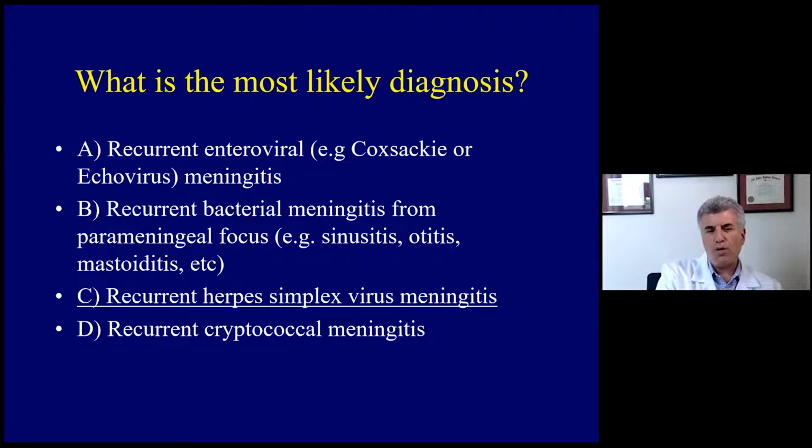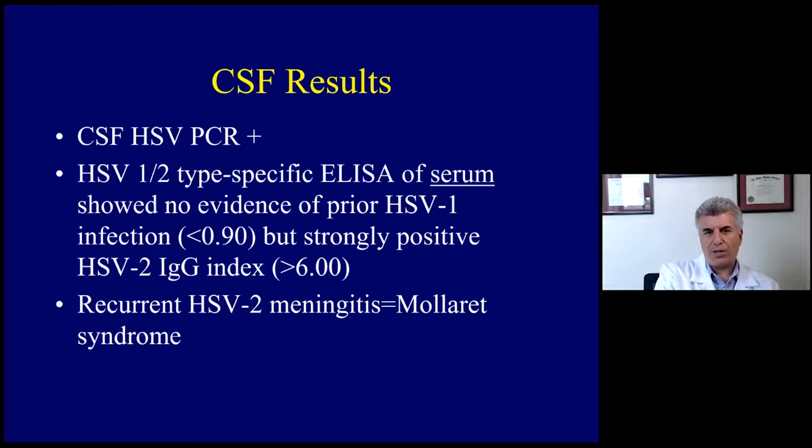The glucose could be normal, but also in the history, we didn't hear about anything focal. And on his exam, there were no focal findings, as you might expect with a parameningeal focus. And recurrent cryptococcal meningitis, fungal meningitis, typically you see a lymphocytic predominance, which we saw, but it's often associated with a low glucose. And in his case, it was normal. So the correct answer here is HSV meningitis.